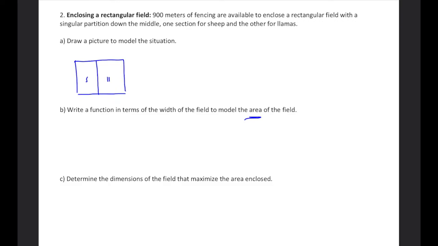Okay, so here's what we're thinking. Area, we have a rectangle. Area of a rectangle is length times width, or base times height. It doesn't matter if we switch length and width as long as we label it appropriately. I'm going to call this x and I'm going to call this y. So x is the width of our field, y is the length of our field. So our area is x times y.